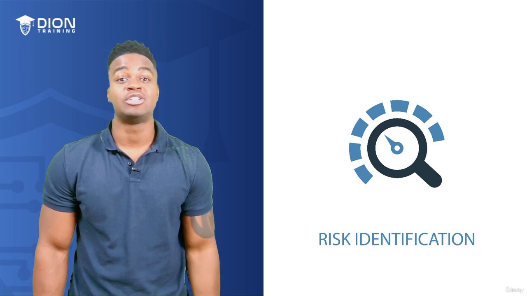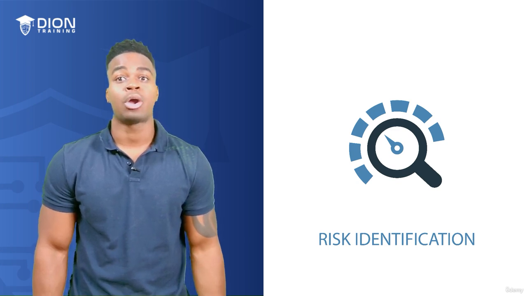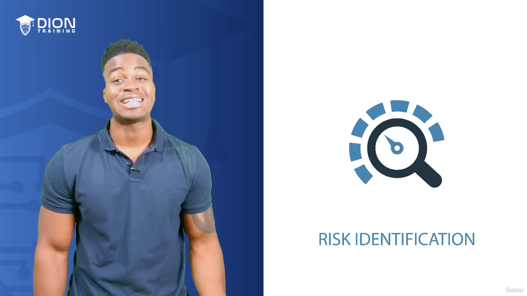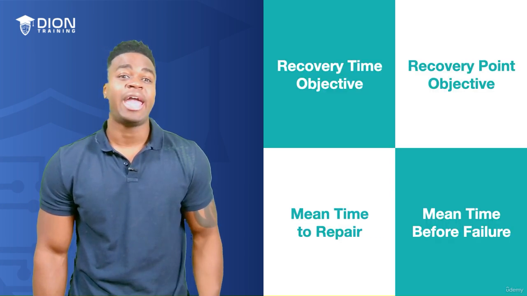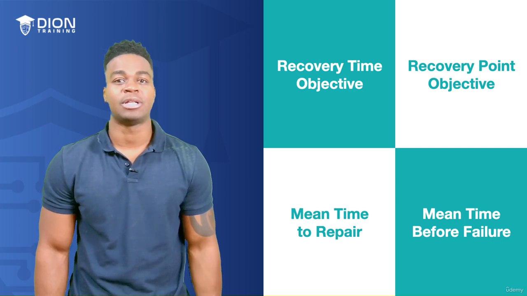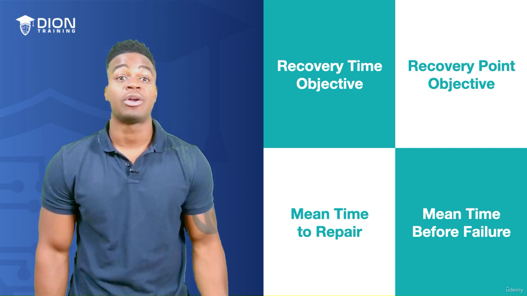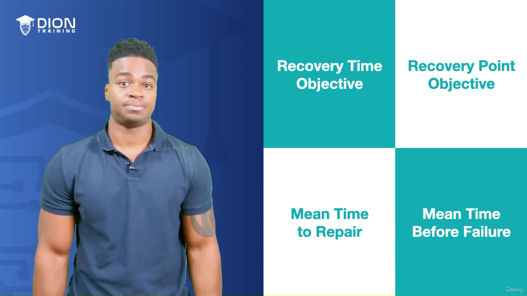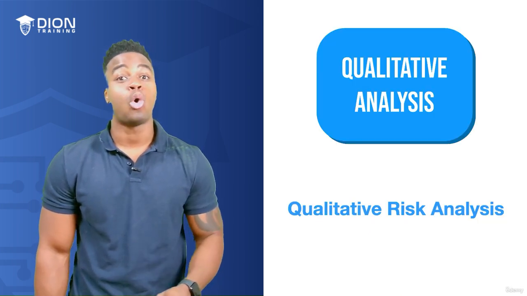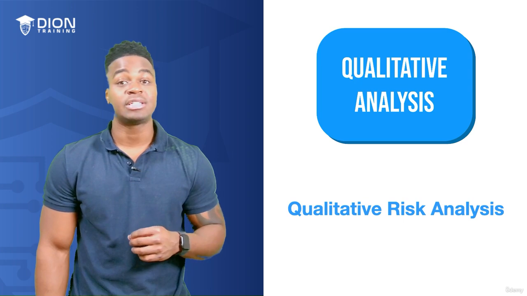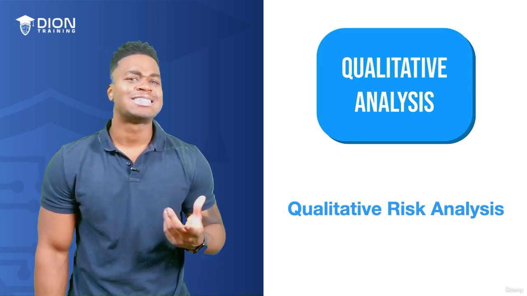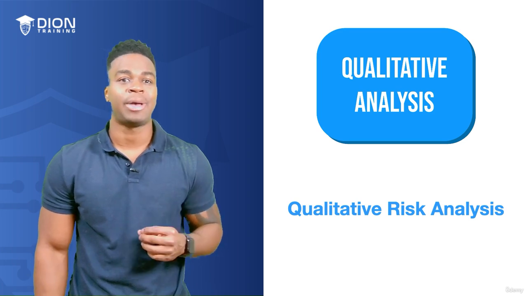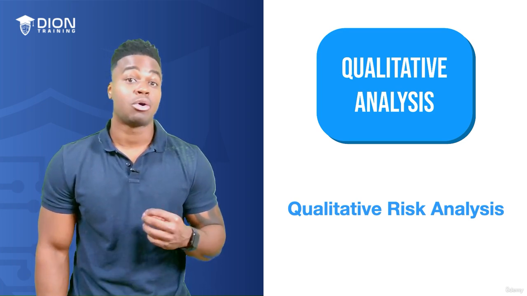Then we're going to jump into a discussion of risk identification, where we will discuss how a business needs to identify potential risks and how a business impact analysis must be performed. And we're also going to cover many concepts, including recovery time objective, recovery point objective, mean time to repair, and mean time before failure. Next, we're going to talk about qualitative risk analysis. This is a risk analysis method that involves assessing and prioritizing risk based on the likelihood of occurrence and potential impact using descriptive or categorical scales.